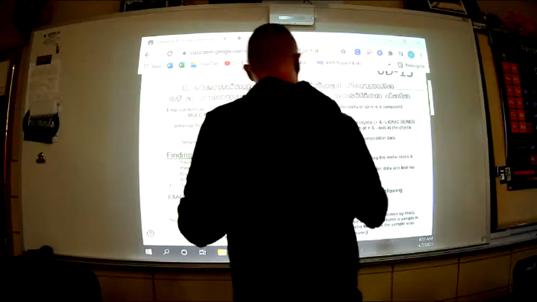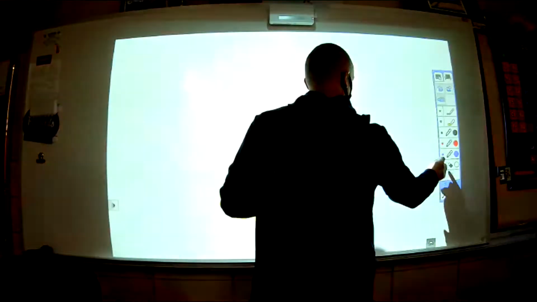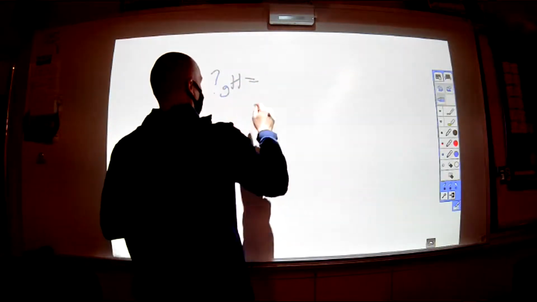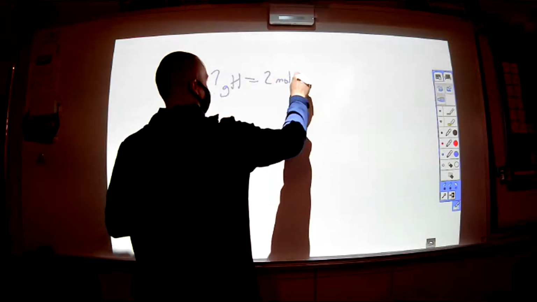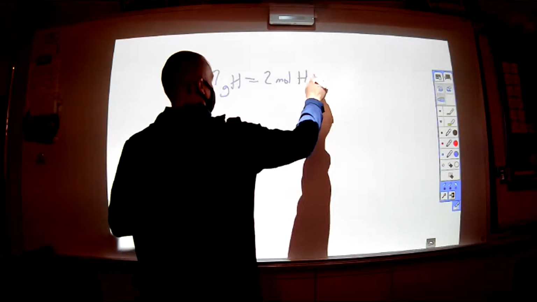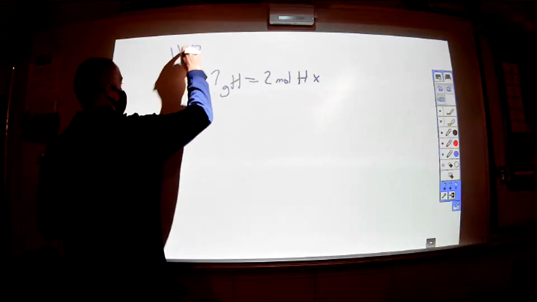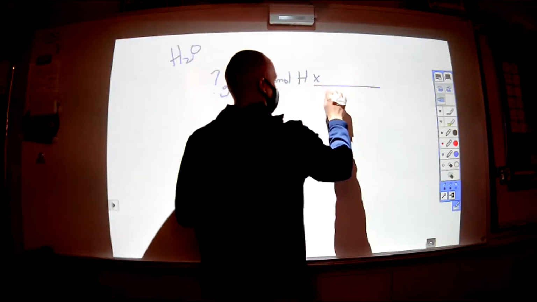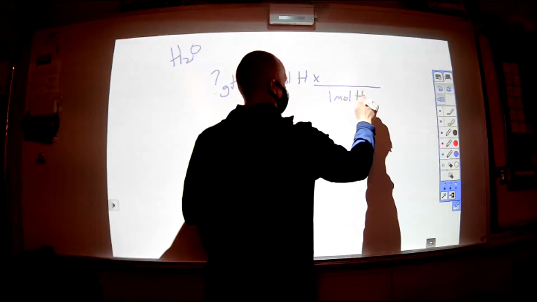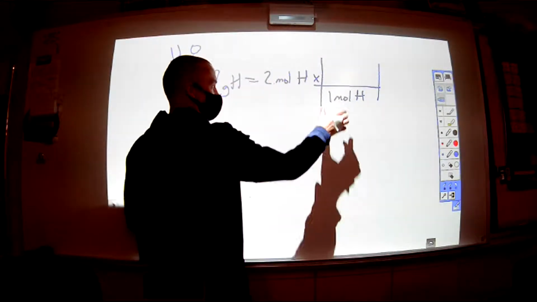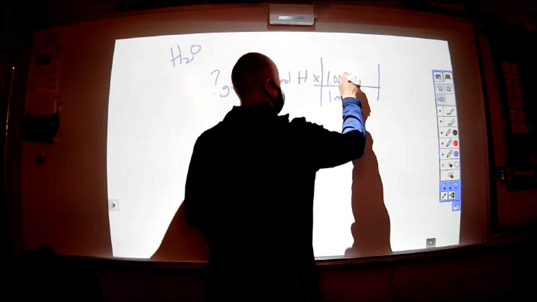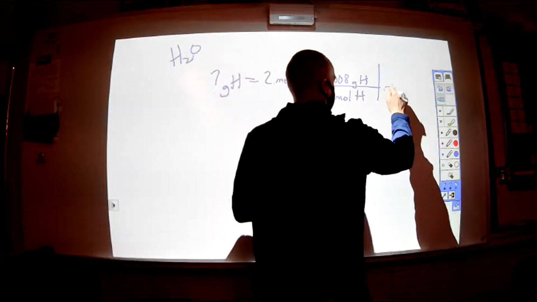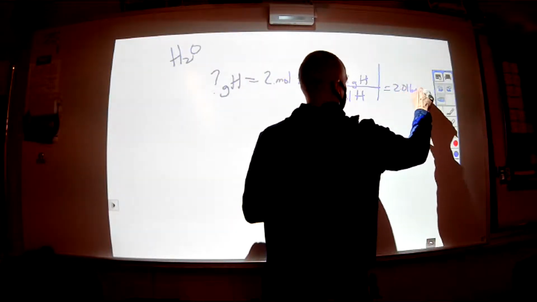So if we were going to find the molar mass of water, we would have done something like this. How many grams of hydrogen are in water? Well, there are 2 moles of hydrogen in water because the formula is H2O. If this is on the top, we want it on the bottom of our expression. And we look on the periodic table, and hydrogen is 1.008 grams. So we would have 2 times 1.008. That's 2.016 grams of hydrogen.